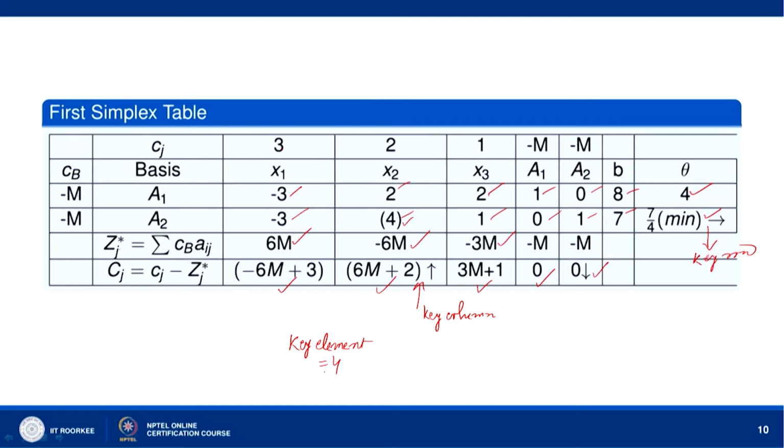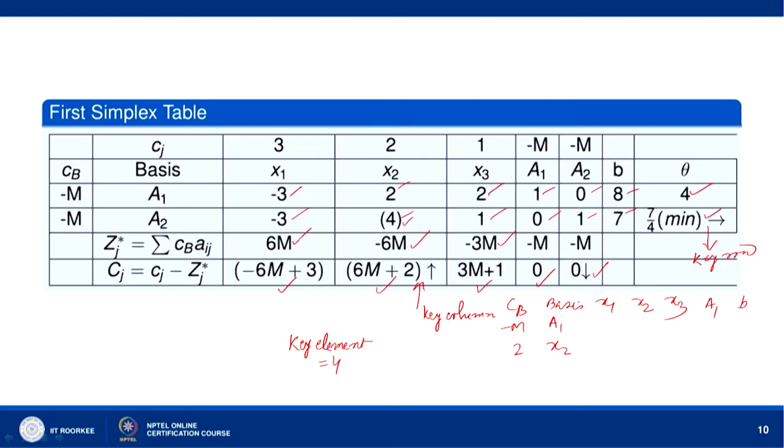Now, this means A2 will be the outgoing variable, X2 will be the incoming variable. So, we have CB and the basis. In the basis, the basic variables are A1, and A2 will be replaced by X2. The coefficient of A1 is minus m, the coefficient of X2 is 2. Then we have X1, X2, X3, A1, with the A2 column deleted in the next simplex table, and then we have B.